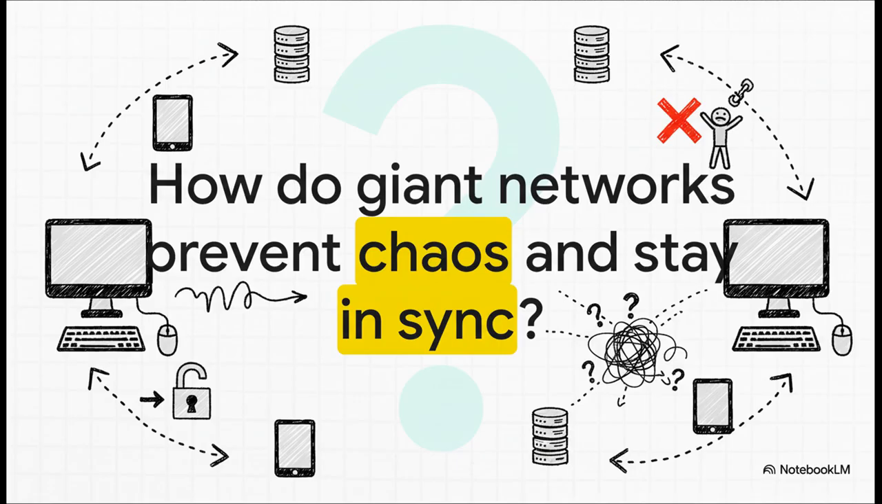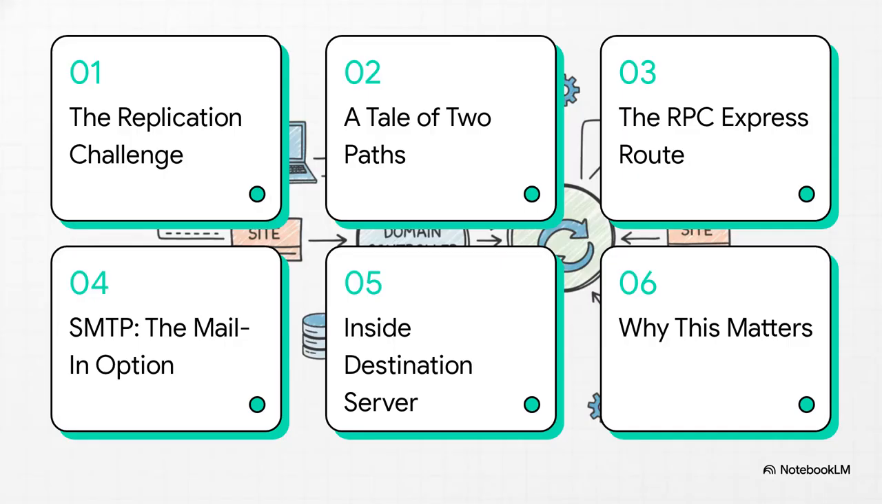It's the silent hero working in the background, making sure that when you make a change in one corner of the network, that change is recognized everywhere else, almost instantly. So how does all this magic actually happen? We're going to follow the journey of a single update, kind of like a digital detective story. We'll start with the big challenge itself. Then we'll uncover the two very different roads an update can travel down. We'll follow the express route, check out the mail-in option, and see what happens when it finally reaches its destination server. And at the end, we'll talk about why this whole thing matters so much.